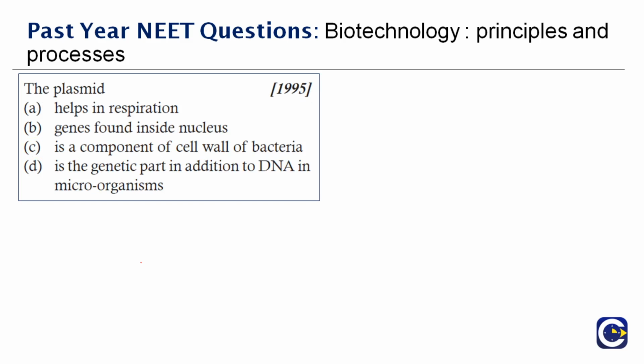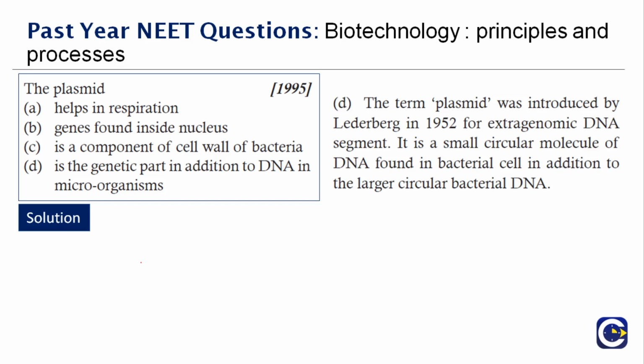Next question here. The plasmid is dash. Again, this is an easy question for you. We will analyze the options here. It helps in respiration. Wrong. Genes found inside the nucleus. Wrong. It is a component of the cell wall of the bacteria. Wrong. It is the genetic part in addition to DNA in a microorganism. The option D is the right answer. The term plasmid was introduced by Lederberg in 1952 for the extra genomic DNA segment. It's a small circular DNA molecule that is found in the bacterial cell in addition to the large circular DNA. So you will have the bacterial DNA, and along with that you also have this. That is how you can put it easily, right?